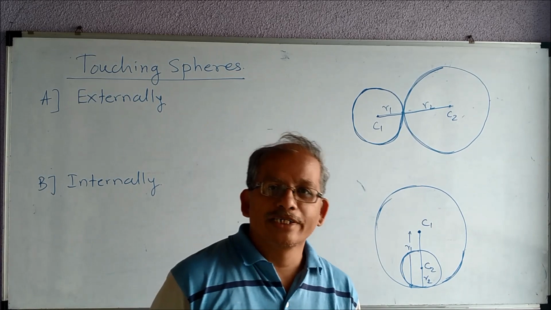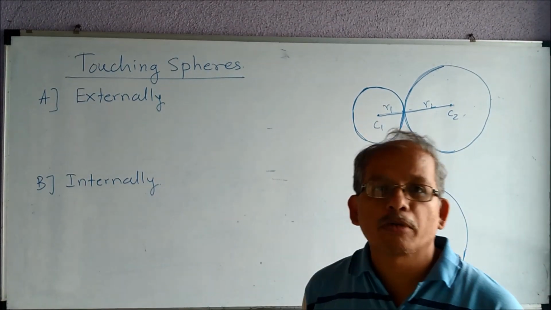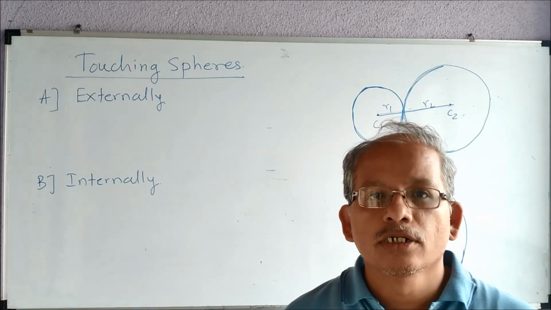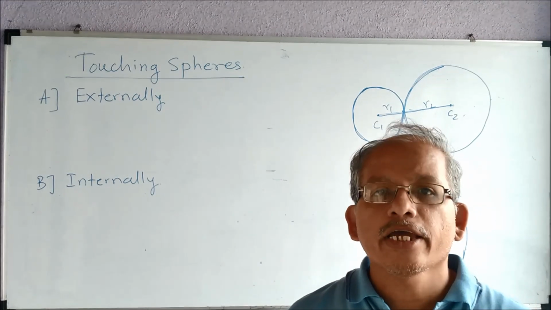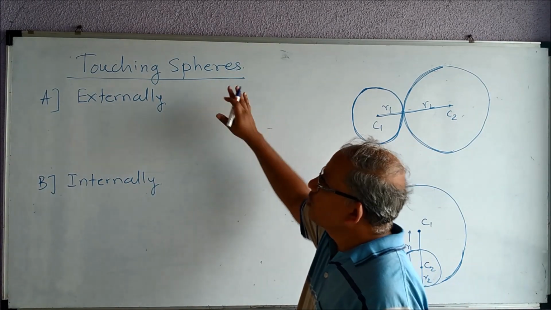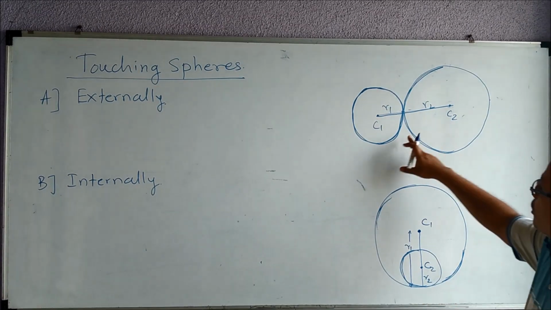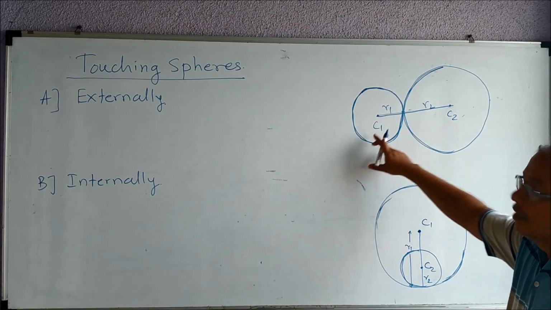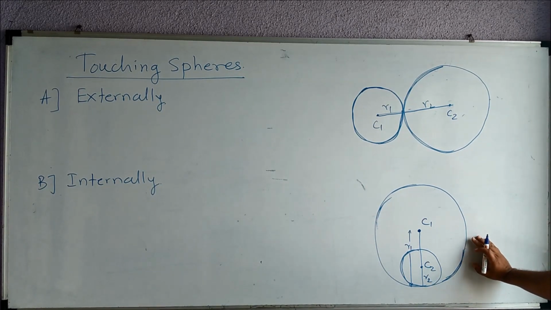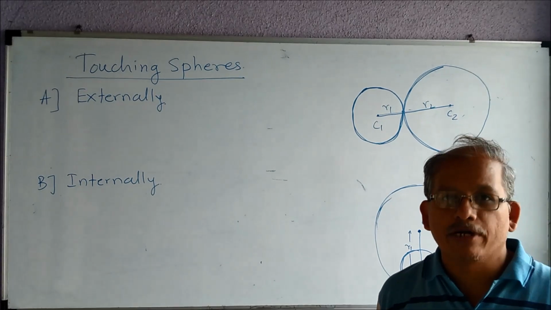Hello friends. Now let us see this type of problem where the two spheres touch each other externally or internally. So there are two cases, as shown in this figure. Here the situation is that two spheres are touching each other externally, and here the situation is that they are touching internally. Now how will you identify this?